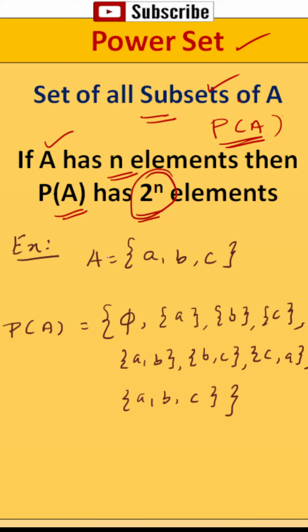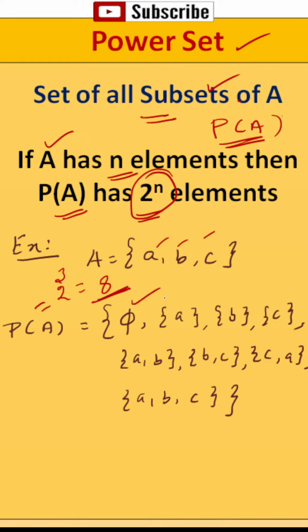So for example, let me take a set A consisting of 3 elements. Its power set consists of 2 power 3, so totally 2 power n. It has 3 elements, isn't it? So totally 8. So it has 8 subsets.